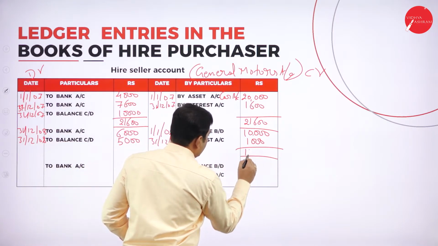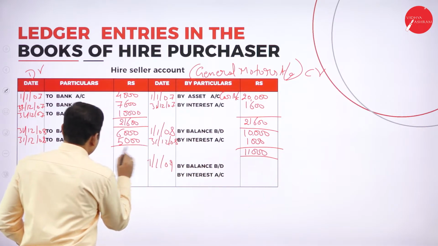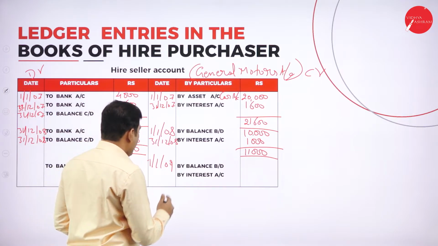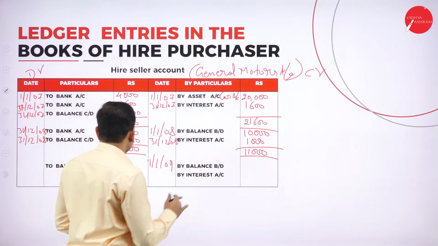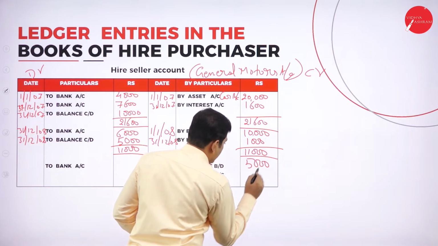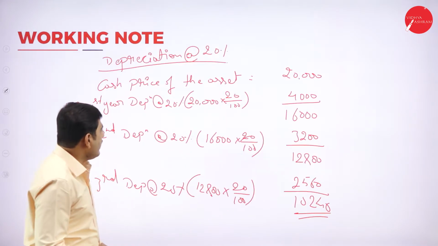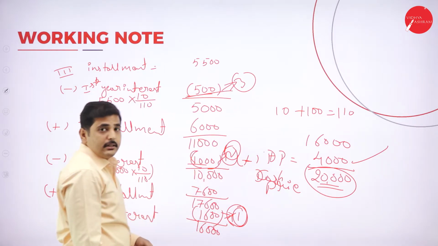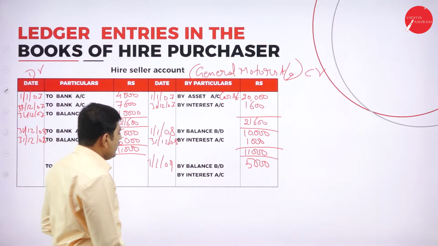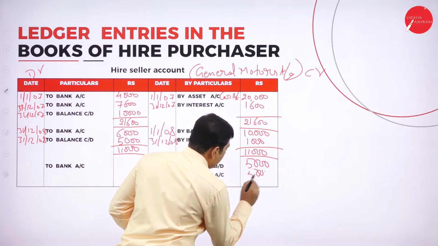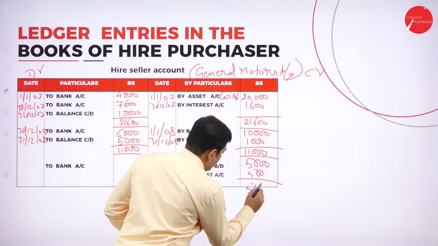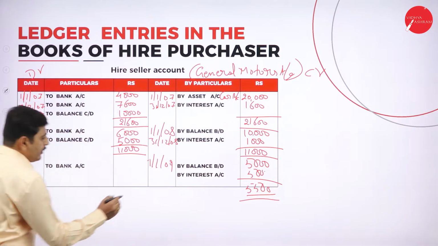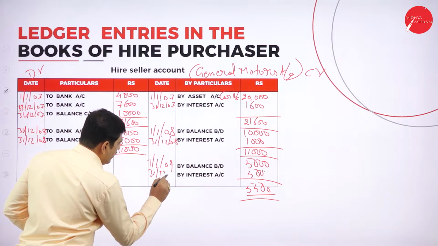So let's first tally here, 11,000. Again we have to bring down the amount on 1/1/2009. So the 5,000 rupees amount is brought down. So what is the interest? We already calculated the interest here, 500 rupees is the third year interest. So again add 500 and show here. So in total it is 5,500.